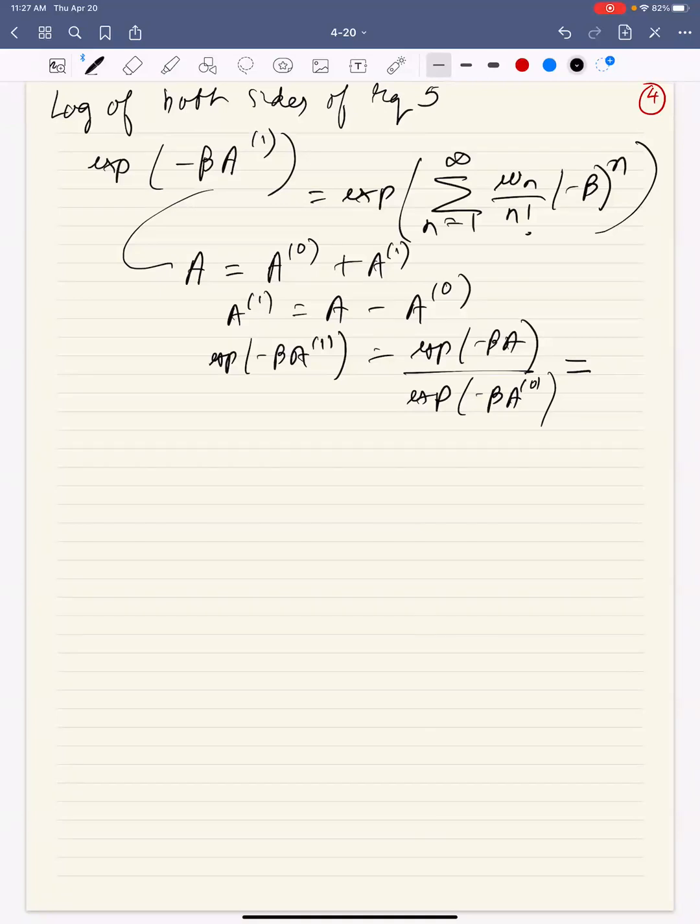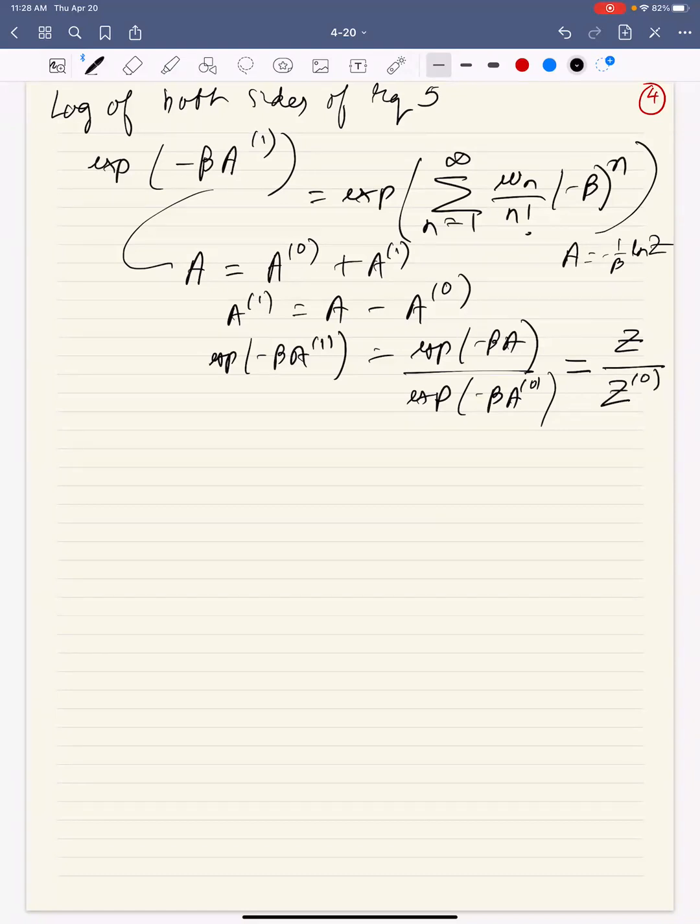What is, again, your hint: A comes from minus 1 over beta log of Z. So what is e to the power minus beta A? Which Z do we have on the top? We have the actual Z that we're interested in for the full system with interaction. And on the bottom, we have the Z for the reference system. So this is Z by Z naught, exp to the power minus beta A1.